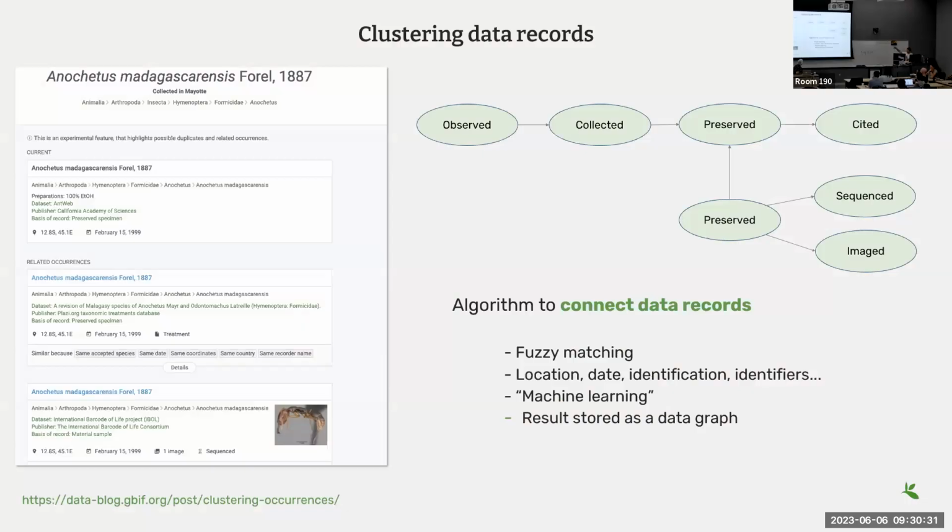The little picture at the top right there is really trying to express that, you know, that is the graph of information that happened. The ants were observed, they were collected, they were preserved, they've been cited, they've been subsampled and preserved, they've been sequenced, and they've been imaged at some point. That information model is not clearly expressed today on GBIF.